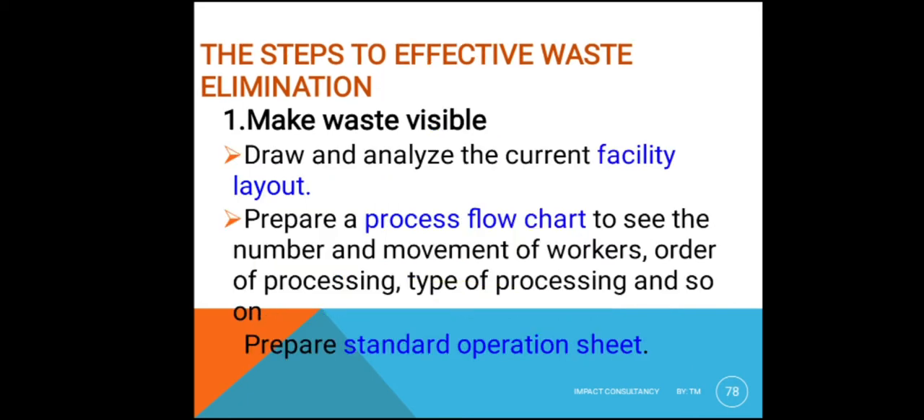Make the waste visible means draw and analyze the current facility layout. Layout is one part of the cause of Muda, cause of waste, so analyze the facility layout. Prepare a process flow chart to see the number and employment of workers, order of processing, type of processing, and so on. Prepare standard operation sheet, because a standardized operation will minimize Muda, will minimize wastes, because it will show us a net operation. When we start about wastage, we have divided work operation into 3: net operation, supporting operation, non-value adding operation, that means, and waste by itself.